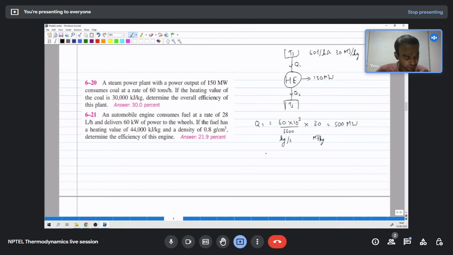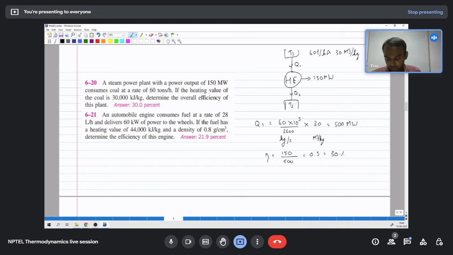To calculate the efficiency, we have the desired output by input. Desired output here is the power that is generated, which is 150 megawatt, and input given is in terms of Q1, which is 500, so this is 0.3, which is 30%. So the efficiency of the steam power plant is 30%.